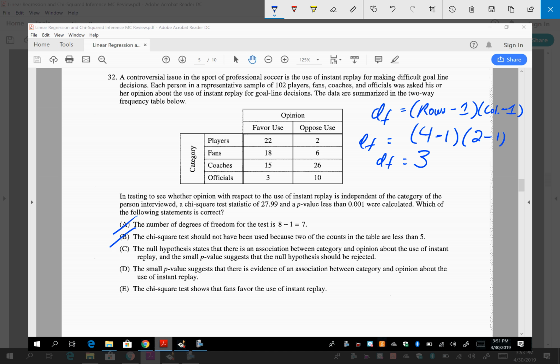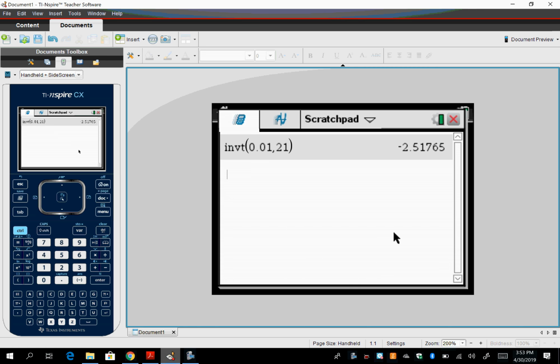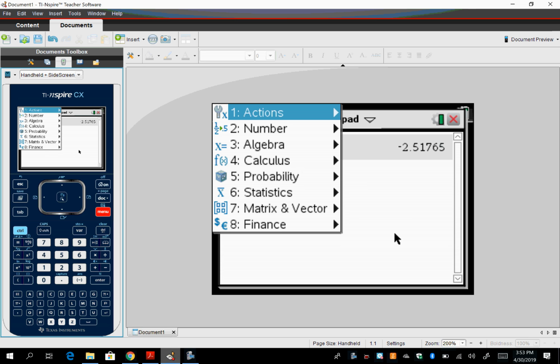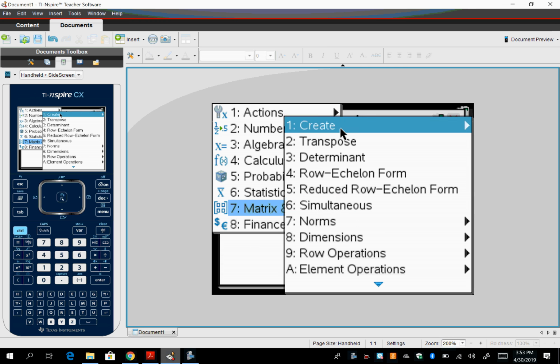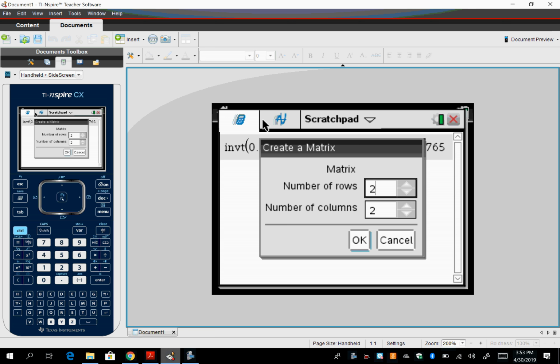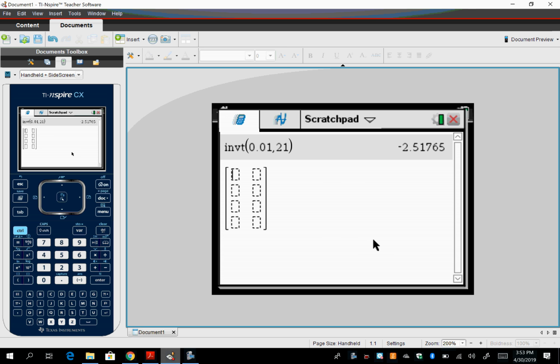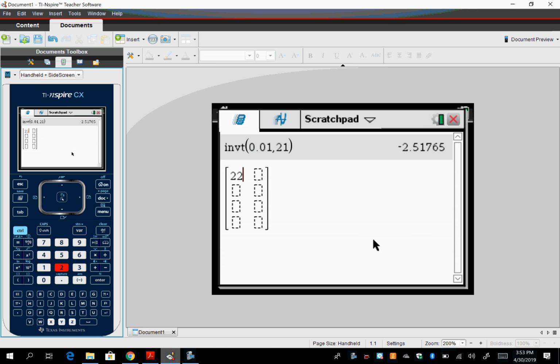Do you want to see it? Yes? Okay. All right, let's do it. Calculator. Menu. Let's enter the matrix. Create a matrix. I heard it was 4 rows and 2 columns. Yes? Okay. What were the numbers, George? Read them out. 18, 2, 18, 6, 15, 26, 3, and 10. What did you label it as? Or did you not? Anyone? Did anyone do this?